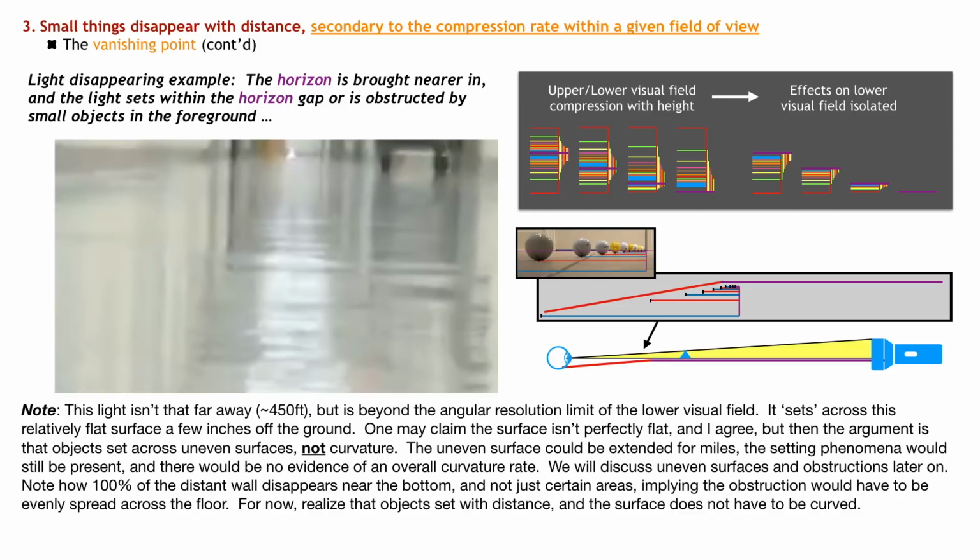So one may claim that the surface isn't perfectly flat, and I agree, but then the argument is that objects set across uneven surfaces, not necessarily curvature. The uneven surface could extend for miles in this same exact way and never drop as a curve. The setting phenomenon would still be present, and there would be no evidence of an overall curvature rate. And we'll discuss uneven surfaces and obstructions later on. But note how 100% of the distant wall disappears near the bottom, and not just certain areas of it. In other words, implying the obstruction would have to be evenly spread across the floor for it to just be obstruction and not an angular resolution limit. So for now, realize that objects set with distance and the surface does not have to be curved.